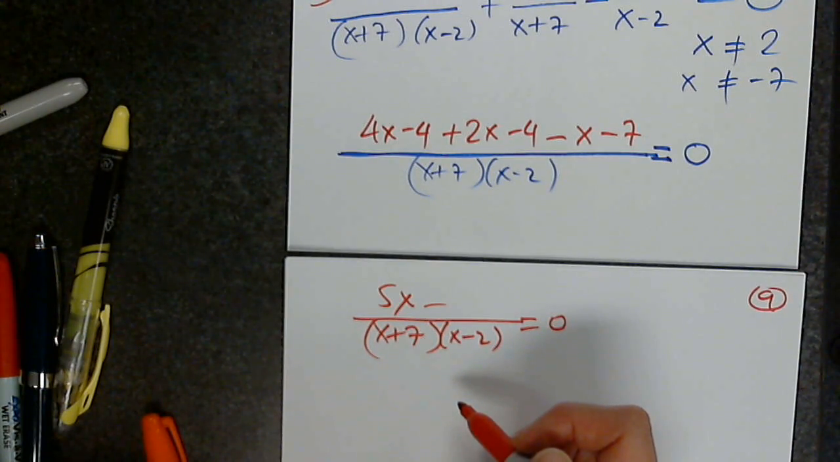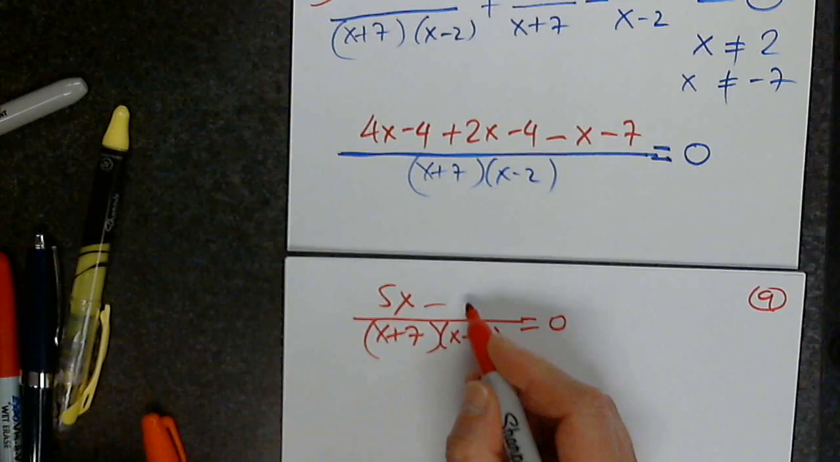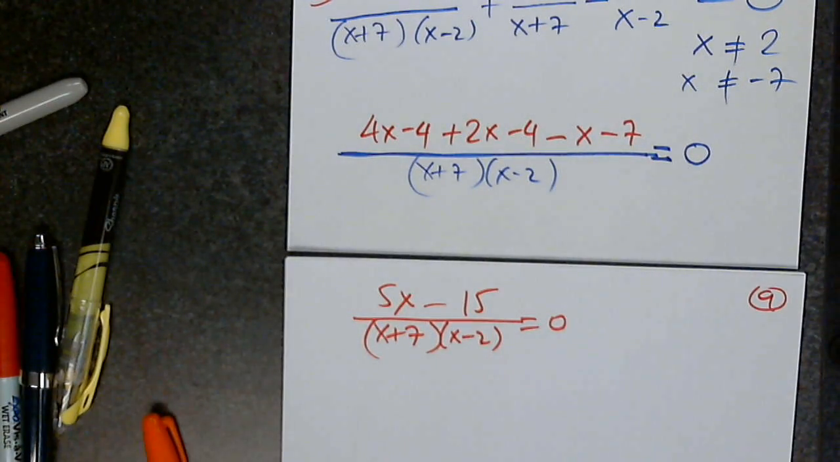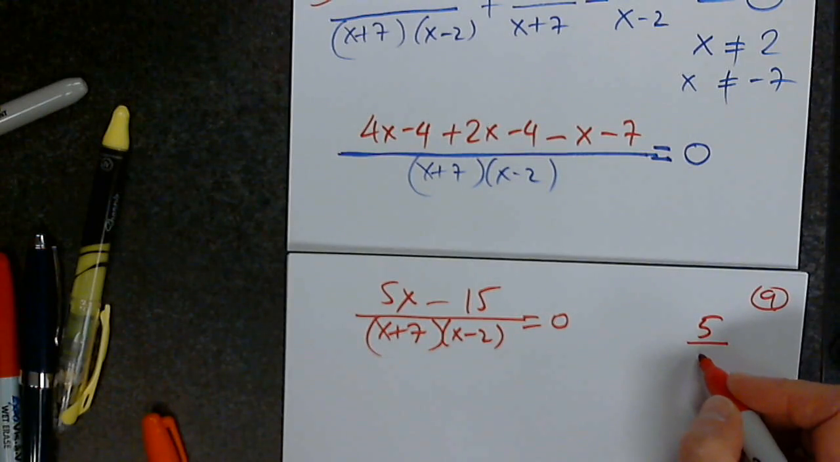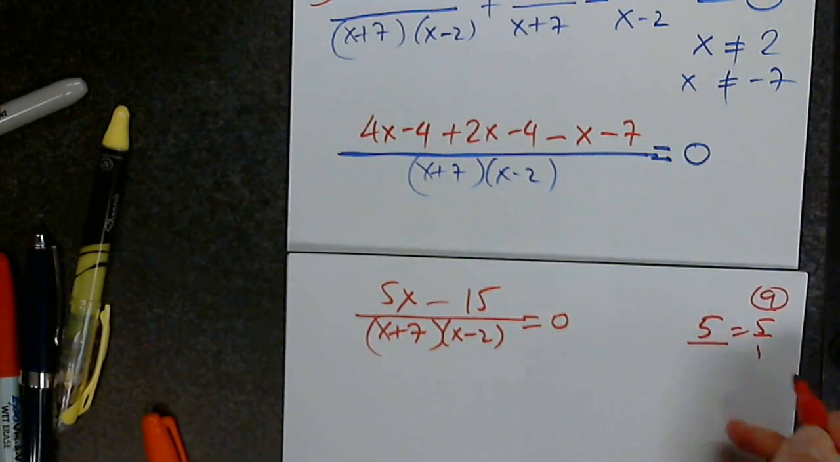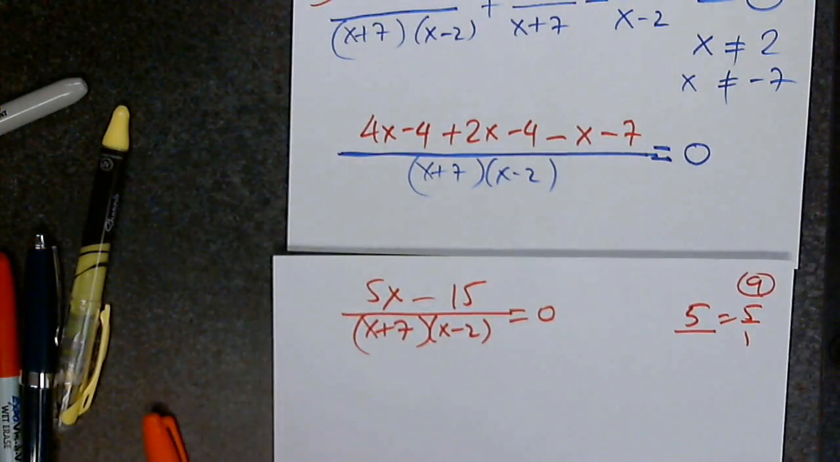No, wait, minus 15. Very good. Now, here's a question for you. At this point, I just have a quick question. Can I write 5 as 5 over 1? Can I replace, if I want to, 5 by 5 over 1?